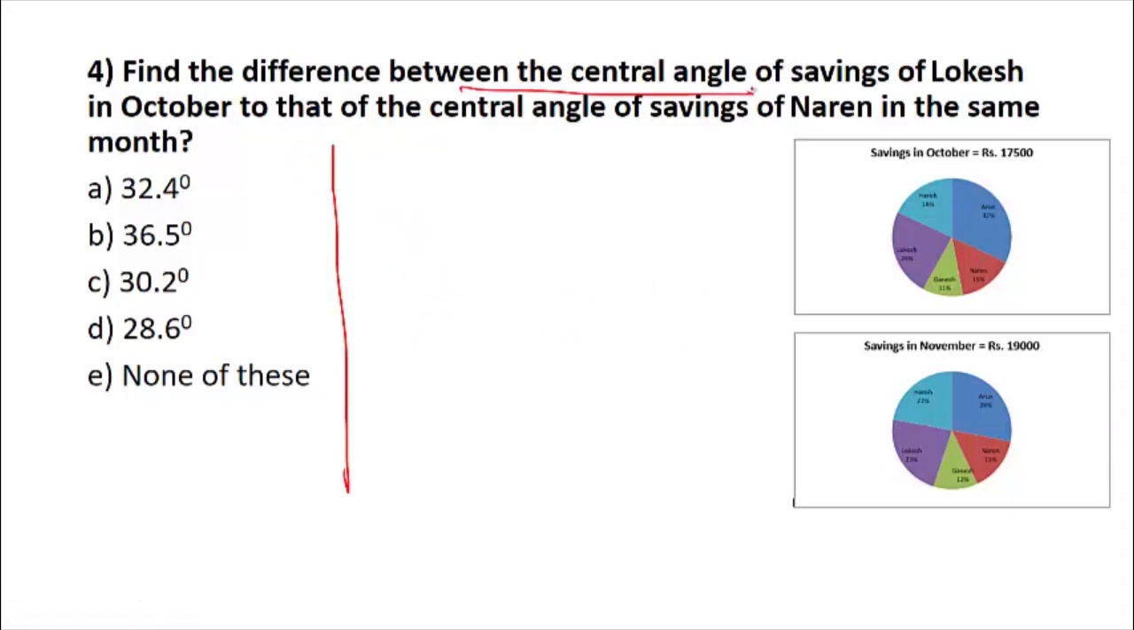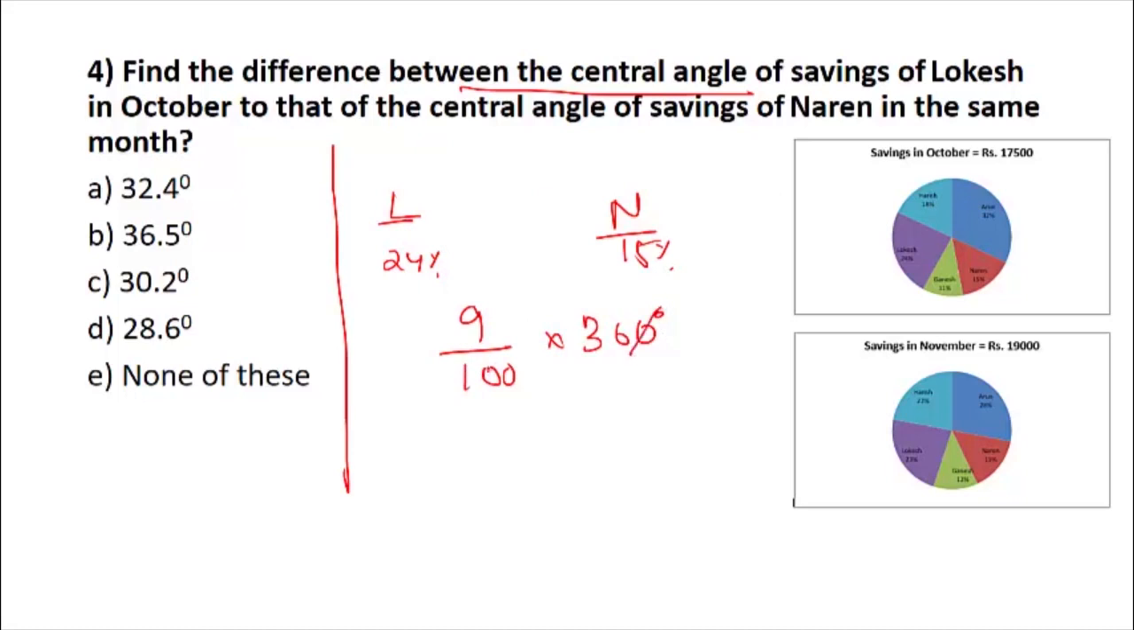Find the difference between the central angle of Locus in October. Locus, if you see, it is how much? 24%. And Naren is how much? 15%. Okay, so what is the difference? Difference is 9. So what was the total value? It is 100. Okay, what you have to do? Multiply it by 360 degrees, because the total is 360.